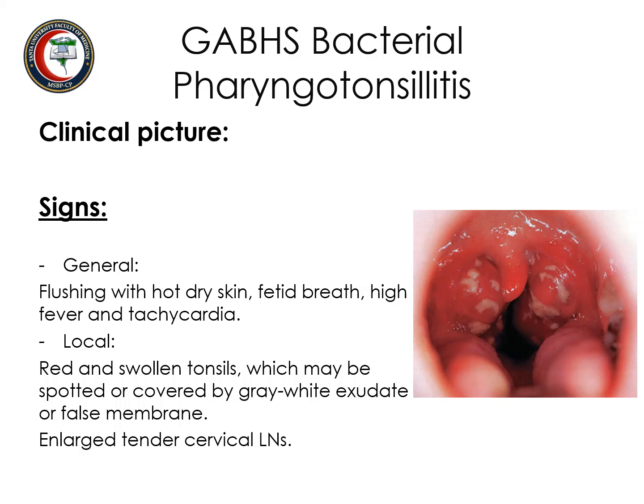Regarding the clinical signs, normally this patient shows flushing with hot, dry skin, fetid breath, which means bad mouth odor, and high fever with tachycardia. While locally, there will be bilateral red swollen tonsils, which may be spotted or covered with grayish-white exudate or false membrane, and this patient usually has enlarged tender jugulodigastric or cervical lymph nodes.